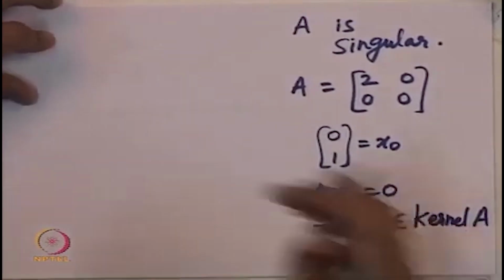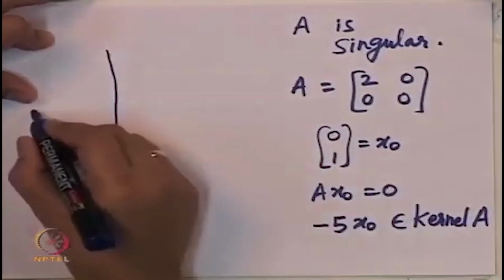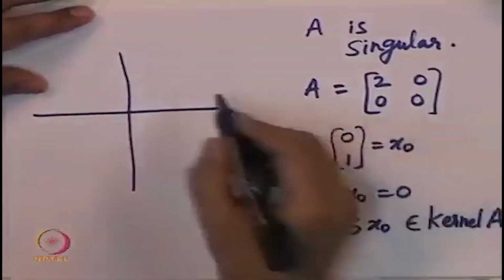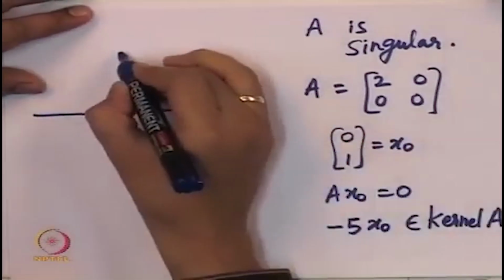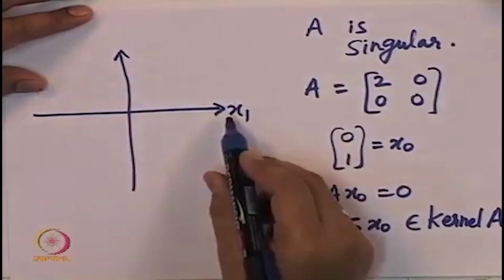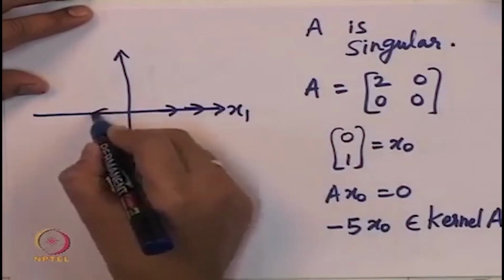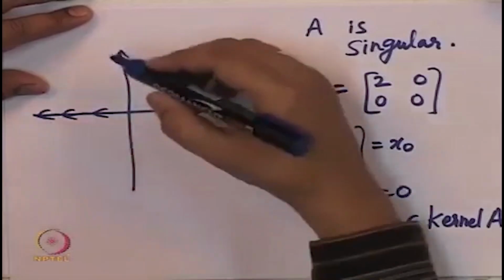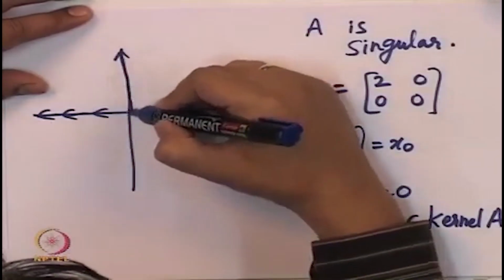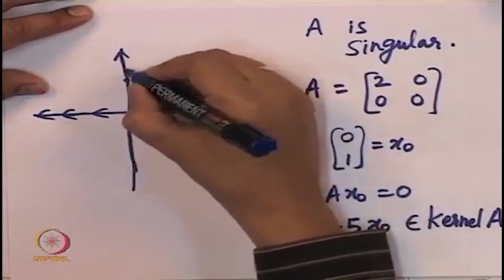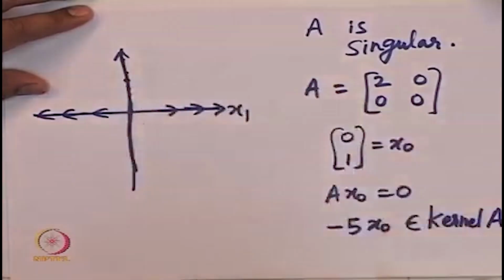So what is the significance of this? We see that the x1 axis is an eigenvector corresponding to eigenvalue 2, and hence we will draw the arrows away from the origin, but the x2 axis are all equilibrium points. So each of the arrows have length 0.